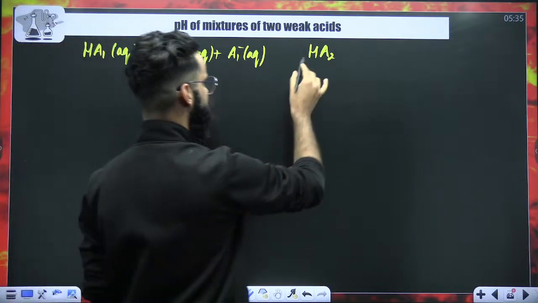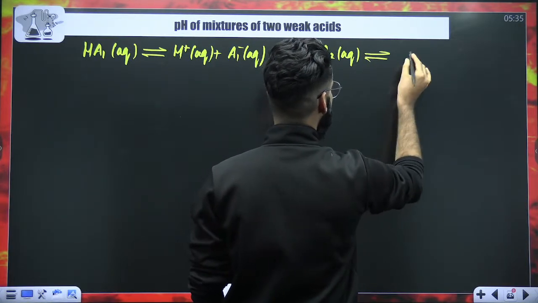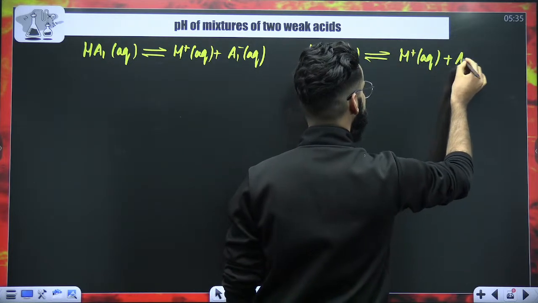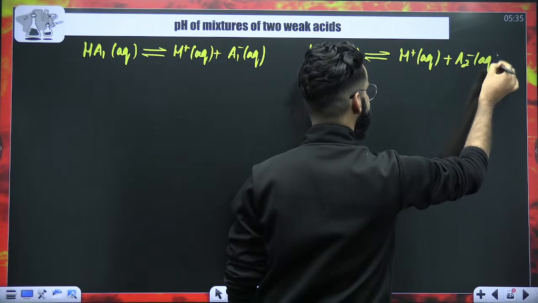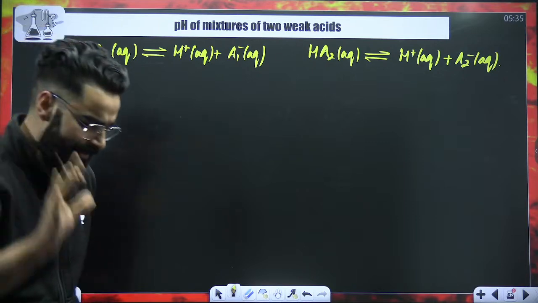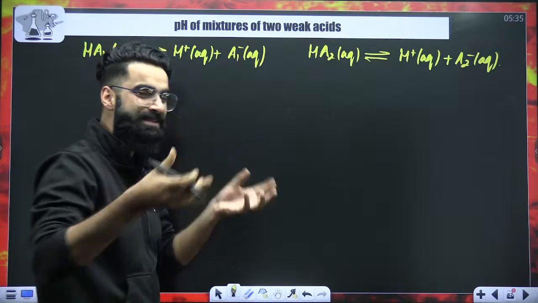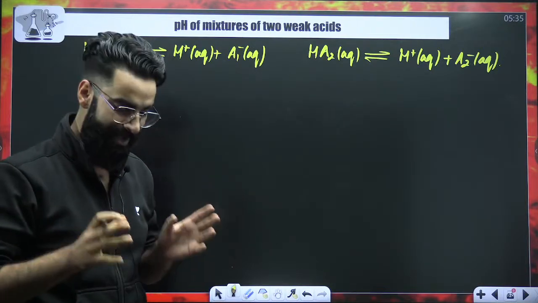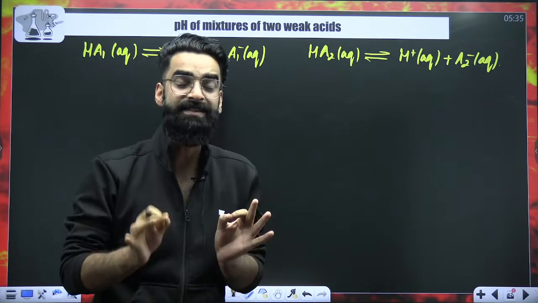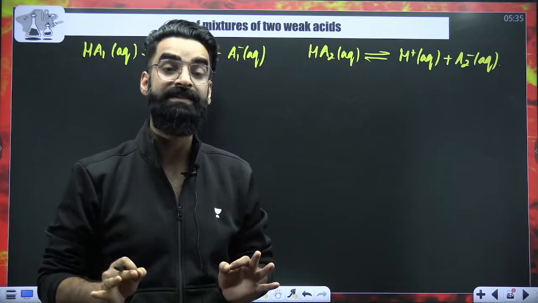Similarly, the second weak acid, when you put it into water, dissociates into its ions, H positive aqueous plus A2 negative aqueous. This is something I hope every one of you knows already. So dear students, imagine that these two weak acids are present in the same container. Can I say that in the container I have a mixture of two weak acids? Absolutely.